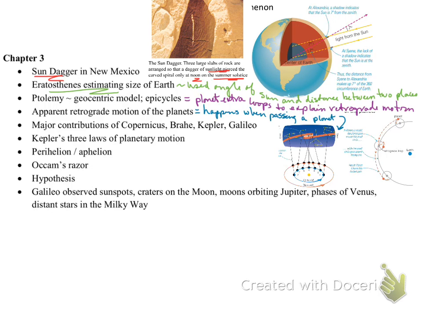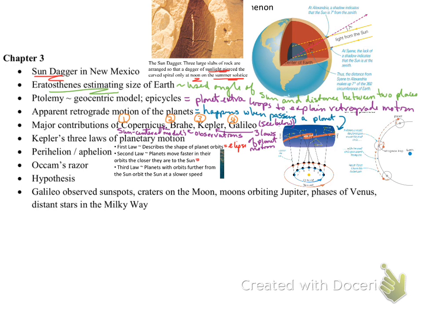And one of the things we learn actually coming up with Kepler's 3 laws is Kepler said that the closer the planet is, the faster it completes one orbit about the sun. That's his 3rd law. Major contributions of Copernicus, Brahe, Kepler, and Galileo. And actually I put them in order of when we talked about them in class and when they occurred.